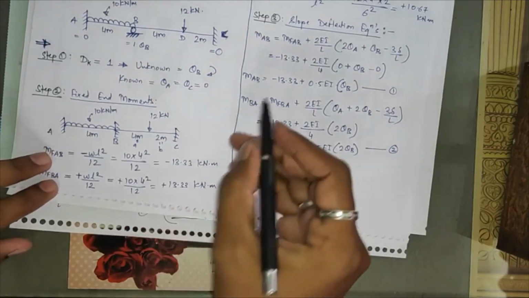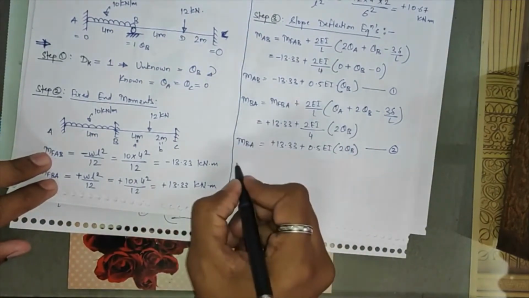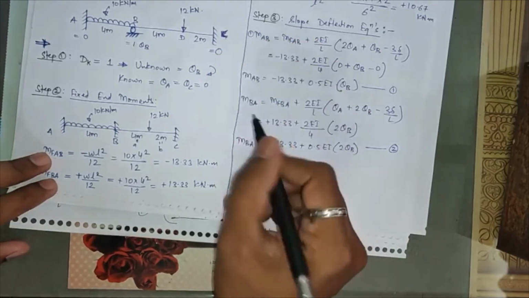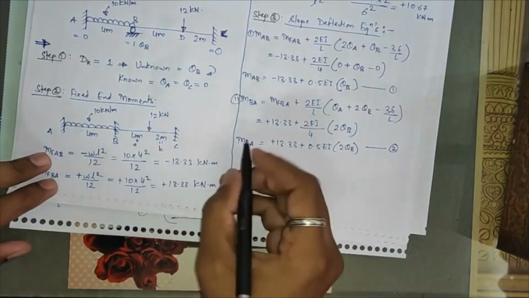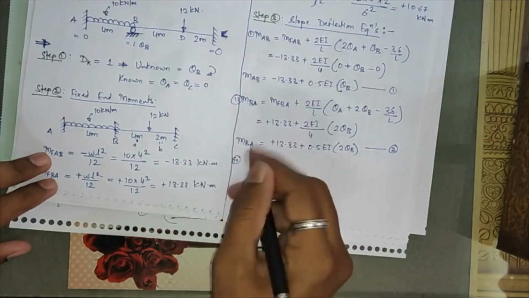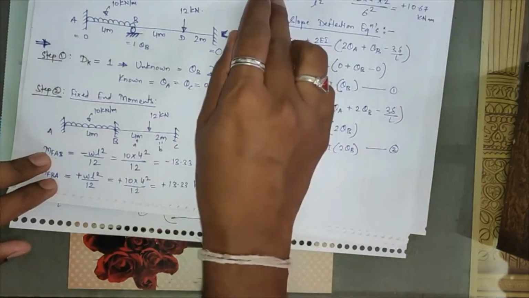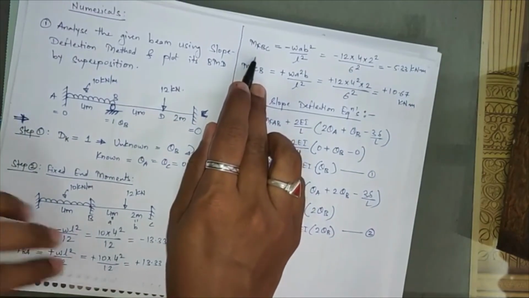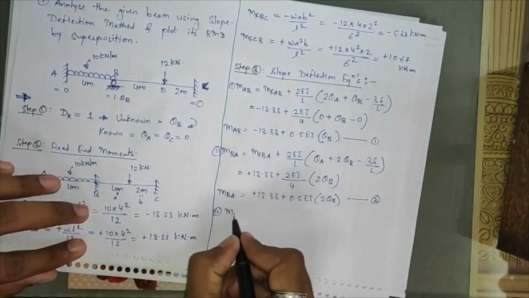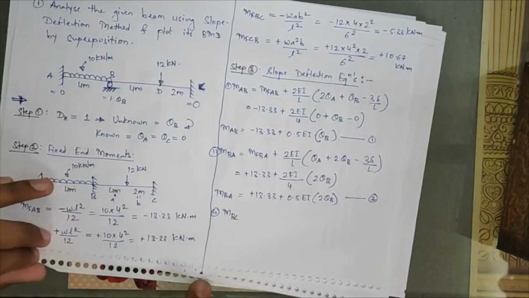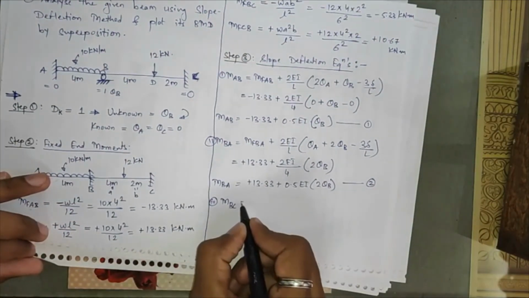Okay. Now next member, this was our first member AB, this was our second member BA. Now next we will see for next member, that is BC. So next member we will see MBC. Okay. What will come?